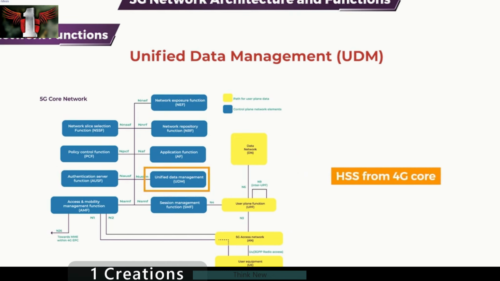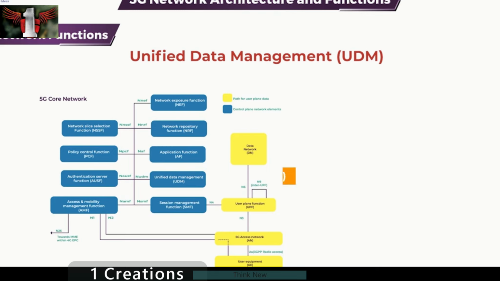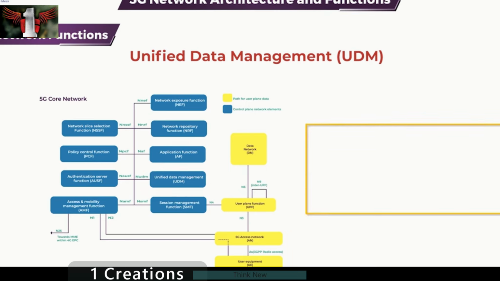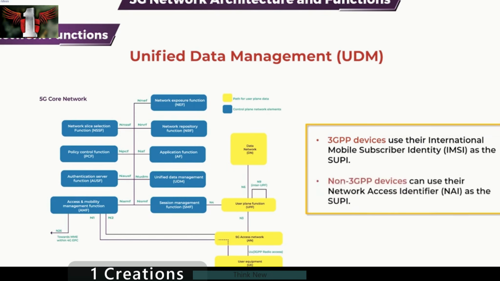The UDM manages subscriber data and may also store subscriber data. The subscriber data can be stored locally within a UDM or it can be stored within a unified data repository. The latter solution allows multiple UDM to access the subscriber data from a central storage location. The subscription permanent identifier, SUPI, is managed by the UDM. 3GPP devices use their International Mobile Subscriber Identity, IMSI, as the SUPI. Non-3GPP devices can use their Network Access Identifier, NAI, as the SUPI.